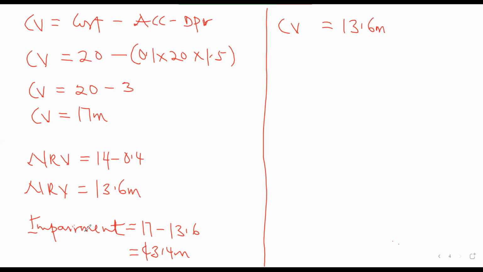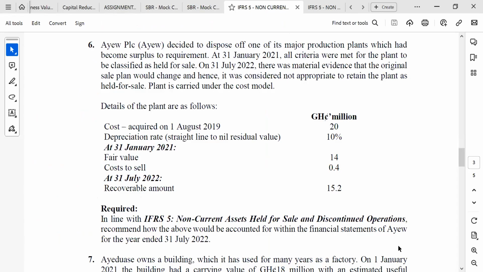All right. They are saying that the original plan has changed. On what date are they changing the plan? It is 31 July 2022. Okay. So at this date, it means that the reclassification should not be done. We assume that the reclassification was not done at all. Then we determine the carrying value of the asset as at this date.